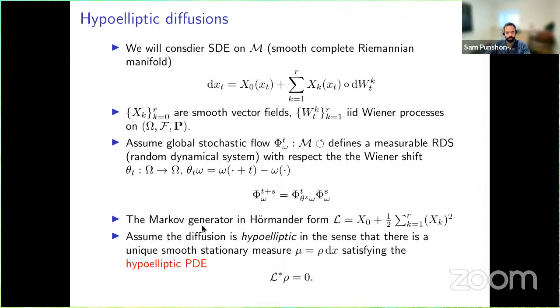More generally, in this case, the generator for this Markov process, as is well known, is given as this differential operator, where X_0 I'm viewing as a first order differential operator, and the X_k squared, the noise vector fields, are a second order differential operator because I'm squaring here. And I'm going to assume that this diffusion is hypoelliptic, and I'll get into precisely what I mean by that, but for now, let's assume that this means that there is a unique, smooth, stationary measure for this Markov process. Call it mu, and it has some smooth density rho. In particular, rho satisfies this hypoelliptic PDE, where L star is the adjoint of the generator.